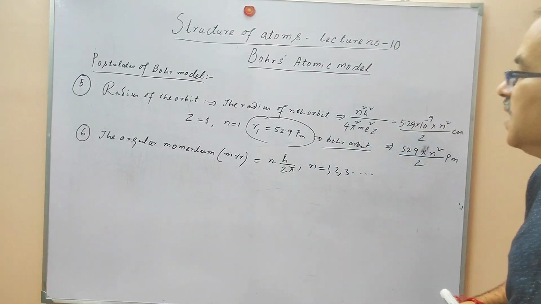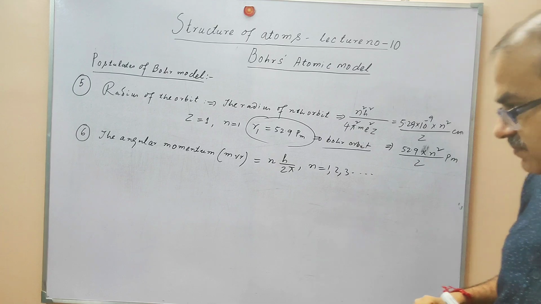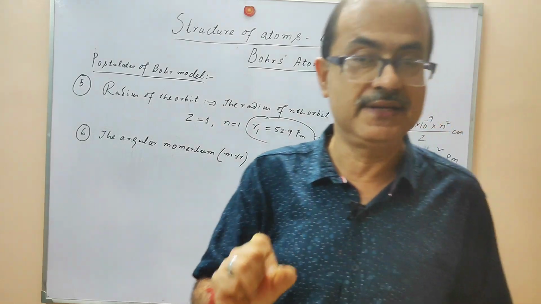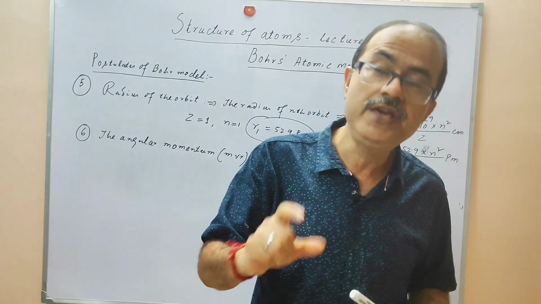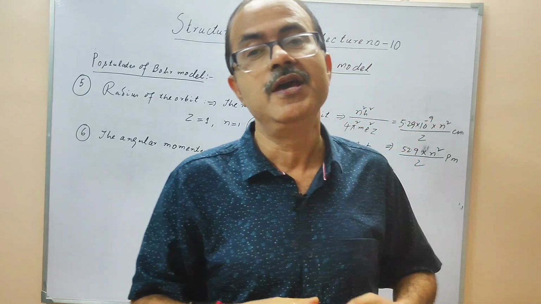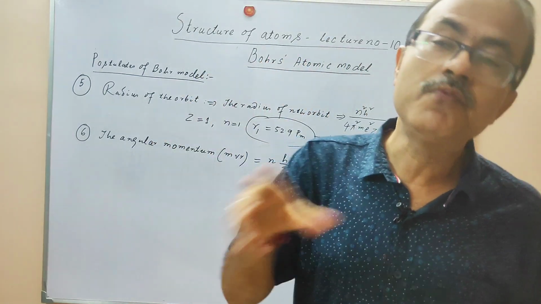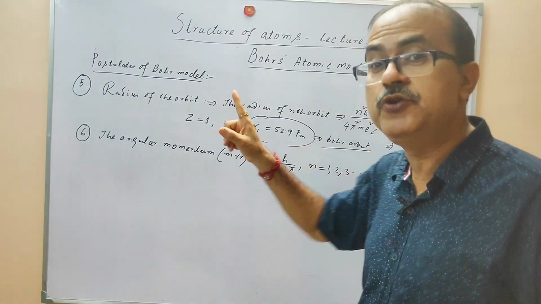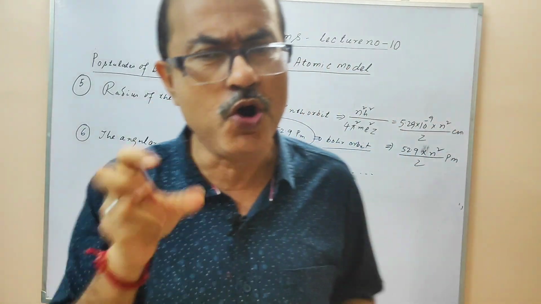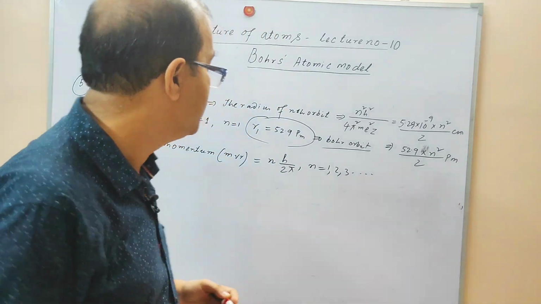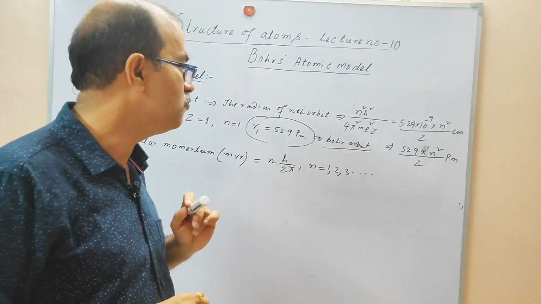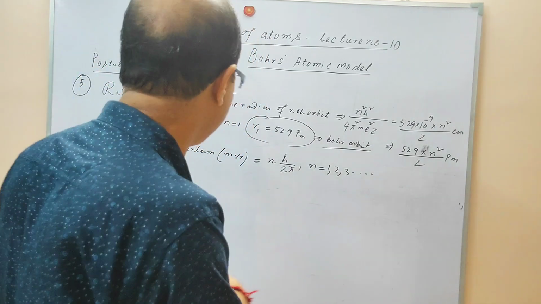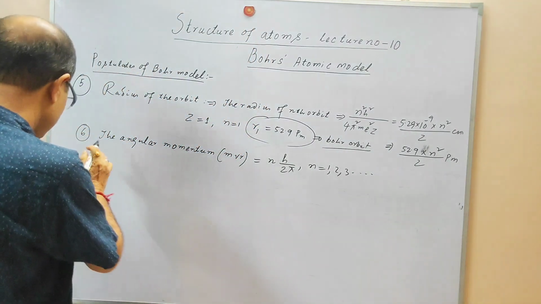So from this statement, we can draw a conclusion that the electron can only be in that orbit in which the angular momentum will be an integral multiple of h by 2 pi, and this is very important that we must remember. Thus n into h by 2 pi will be the angular momentum, and it is fixed for a particular orbit.